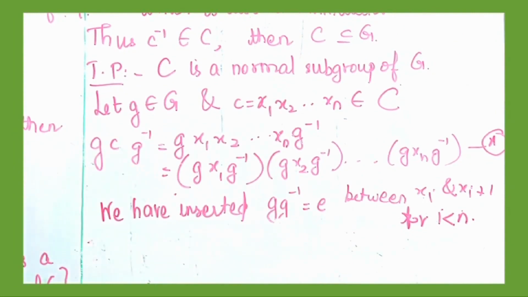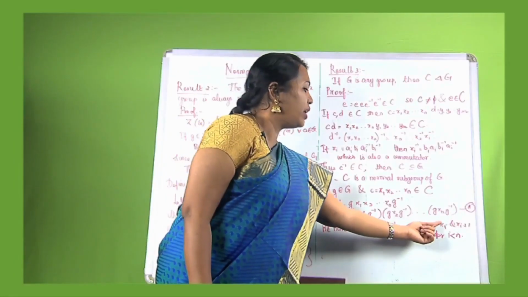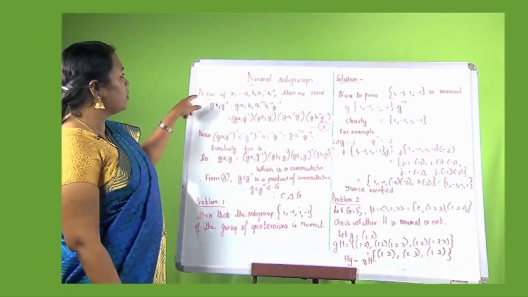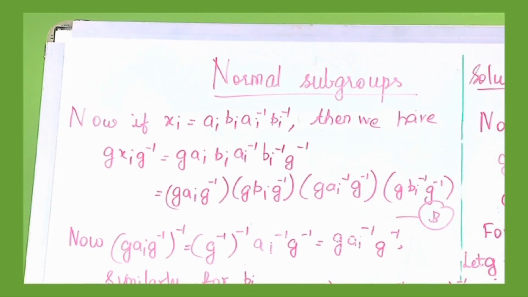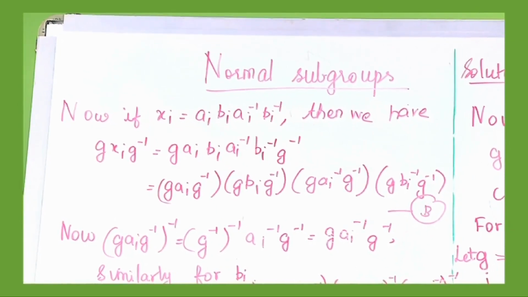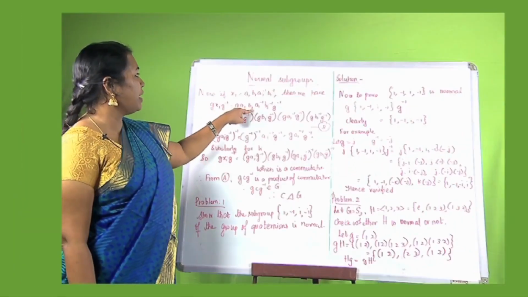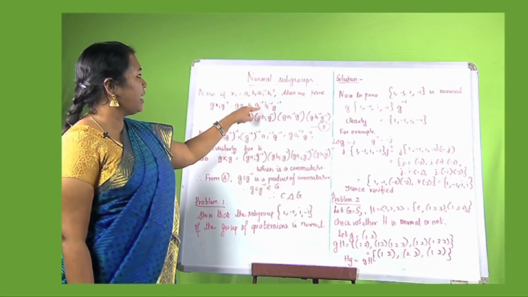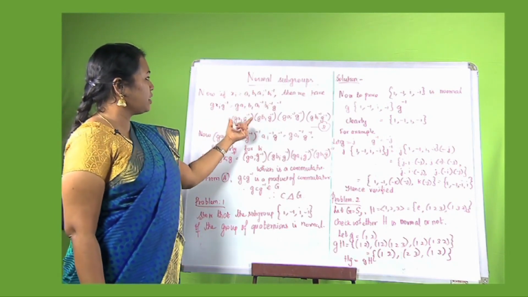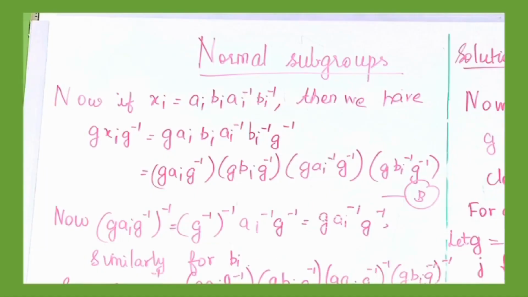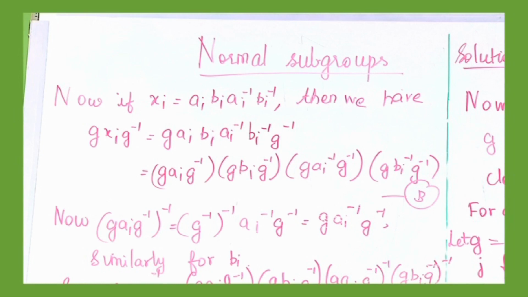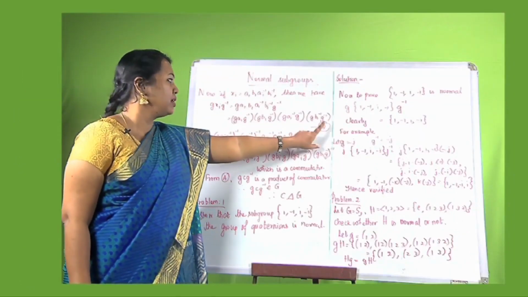We have only inserted g inverse g equal to e between xi and xi plus 1 for all i less than n. Now if xi is equal to ai, bi, ai inverse, bi inverse, then we have g xi g inverse is equal to g ai bi ai inverse bi inverse g inverse, that is equal to g ai g inverse. We are clubbing the elements together. g bi g inverse, g ai inverse g inverse, g bi inverse g inverse. Take this as equation number B.